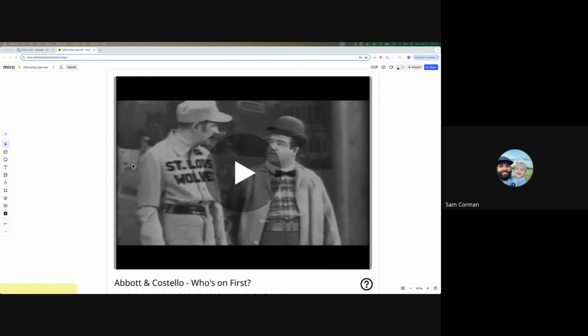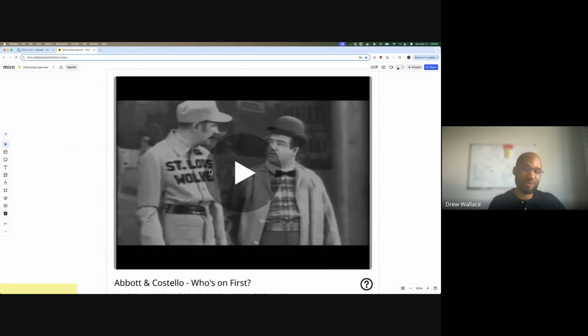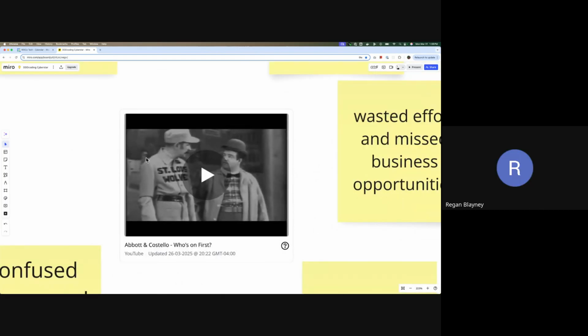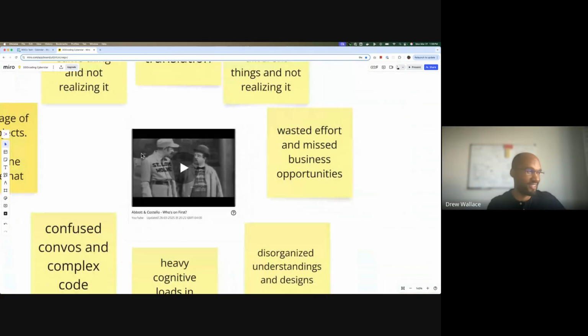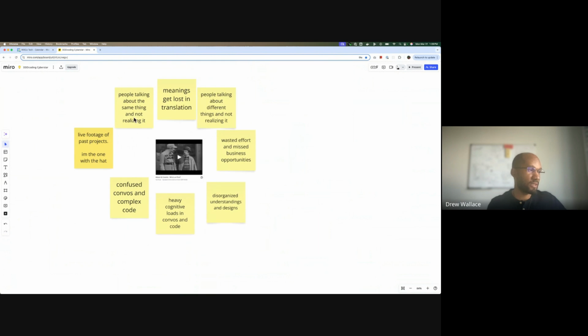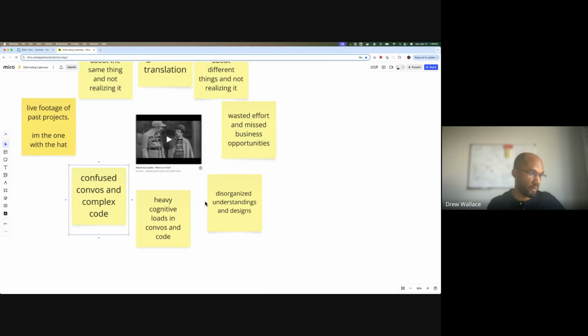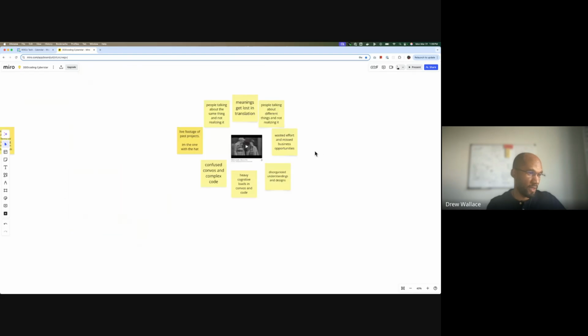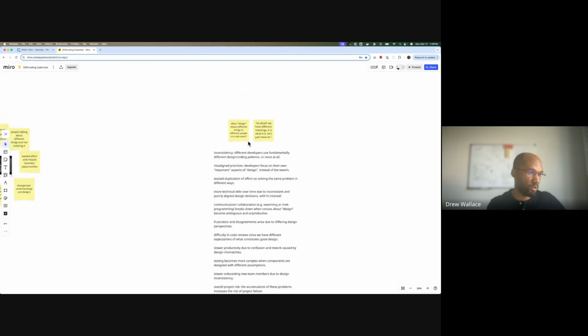Right. Okay. I thought I was aging myself by putting this up here because I'm like, who's gonna know about this stuff? But everybody does. All right. So basically, the idea is you've got people talking about the same thing, not realizing it, or different things and not realizing it. Meanings get lost. Everything's confusing, basically. Break that down into more detail.